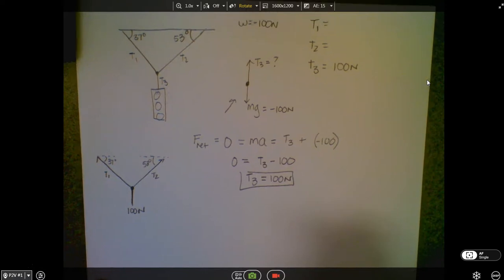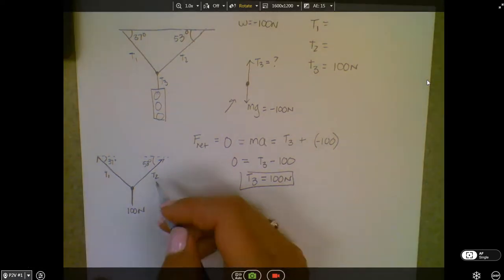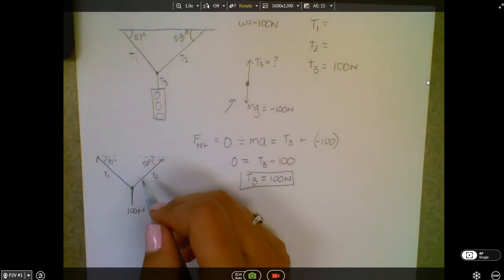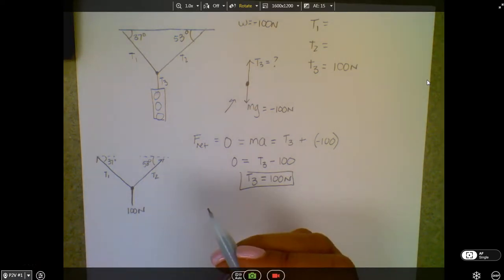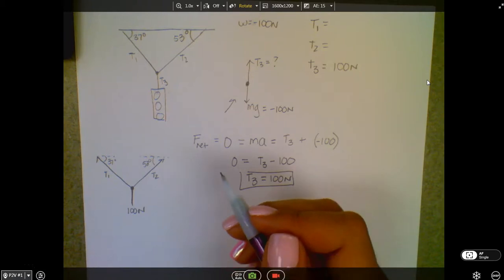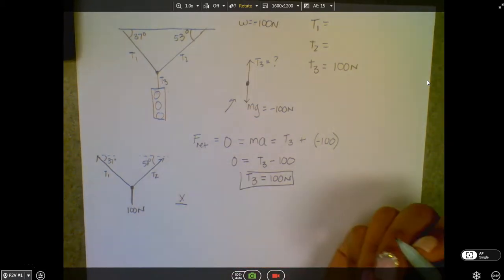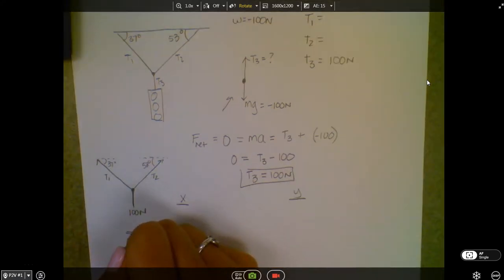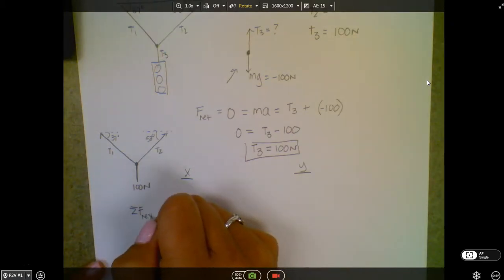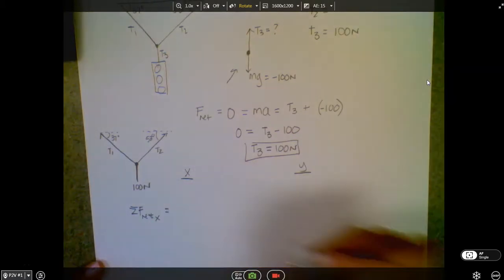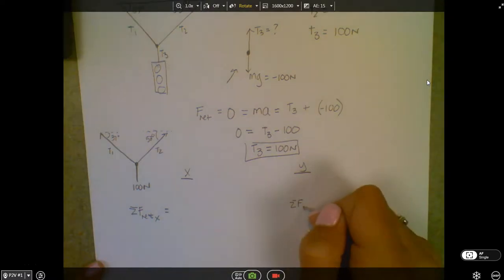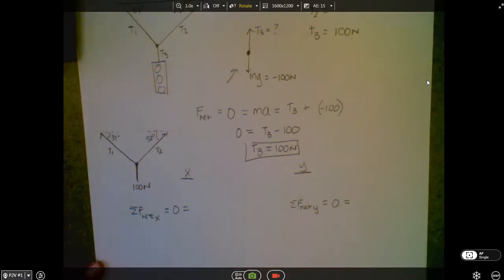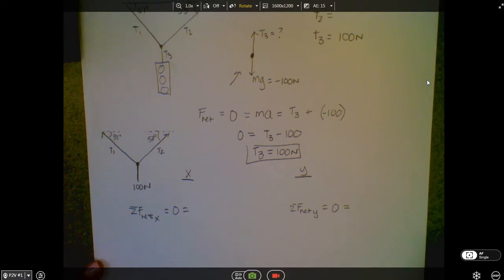So the big key to this problem is that you have 2 directions. You have x and y. So this thing is being pulled to the right and left, and it's also being pulled up and down. It's in equilibrium no matter which way you look at it, in x and in y. So we're going to work out some equations for the x direction, and some equations for the y direction. So in the x direction, we want to add up all of our forces. So we're basically going to find the net force in the x. And then we're going to find the net force in the y. And we know that both of them are going to be equal to 0 because it's not accelerating.